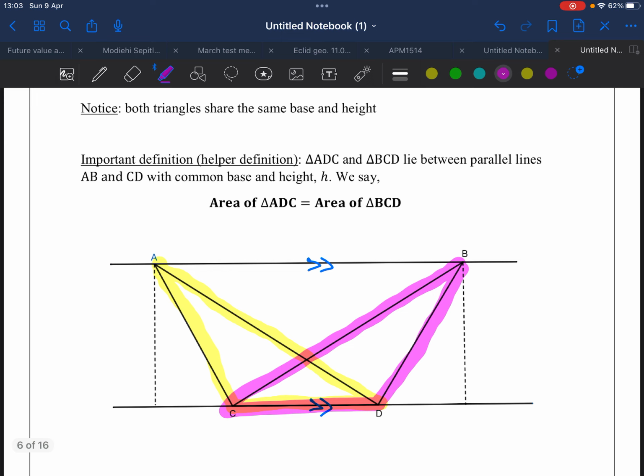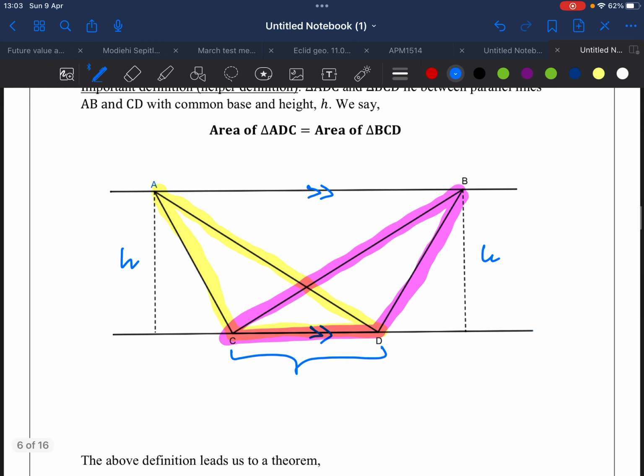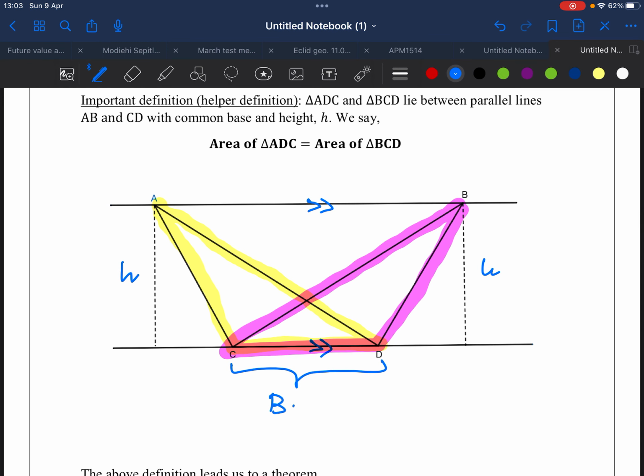So we have height h here. Let's call this h. Sorry about that. We have height h, and this is h. And as you can see, these two triangles share the same base. Let's call this our base there. So they share the same base.